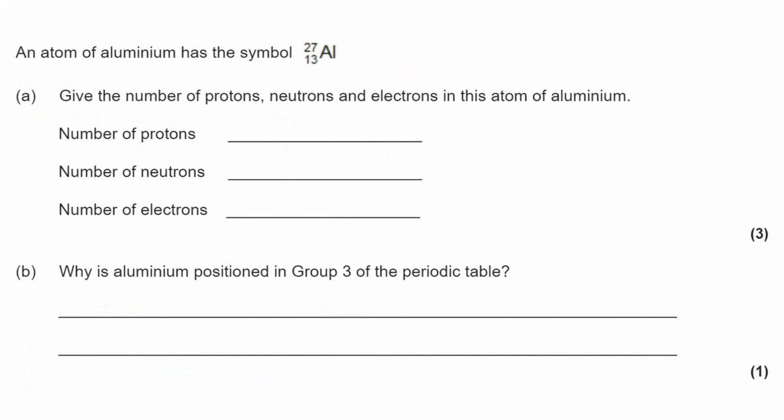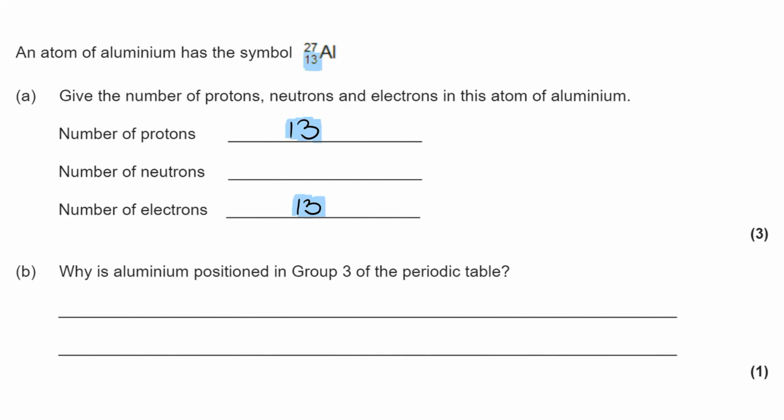And let's go through. So we're looking at numbers of protons, neutrons, and electrons. A relatively straightforward question to begin. Number of protons is equal to the atomic number. I've used colour coding here to highlight it, so it's 13.